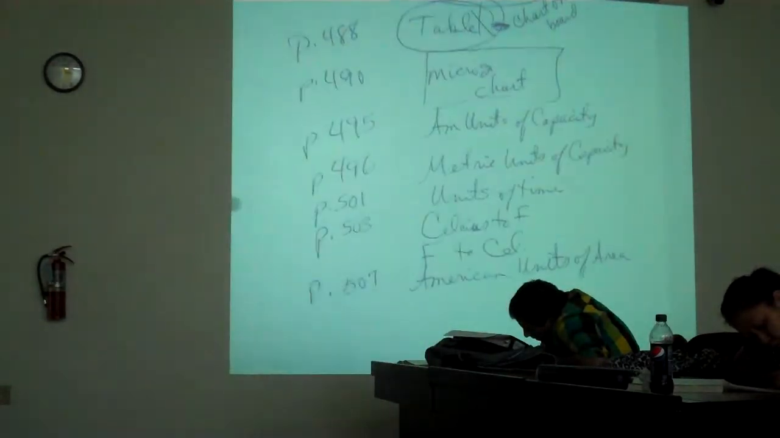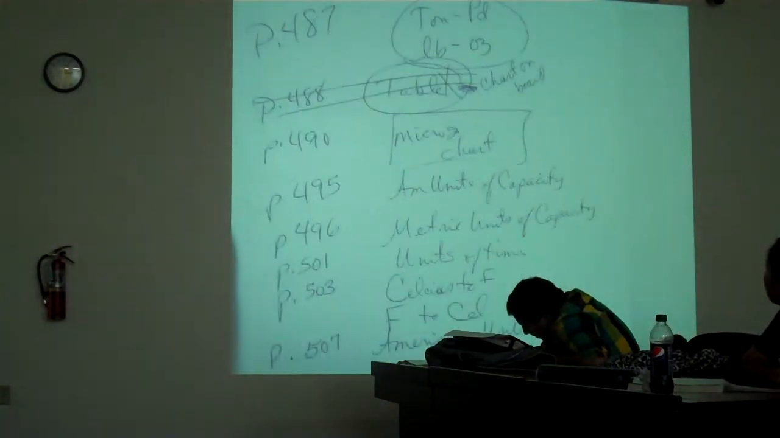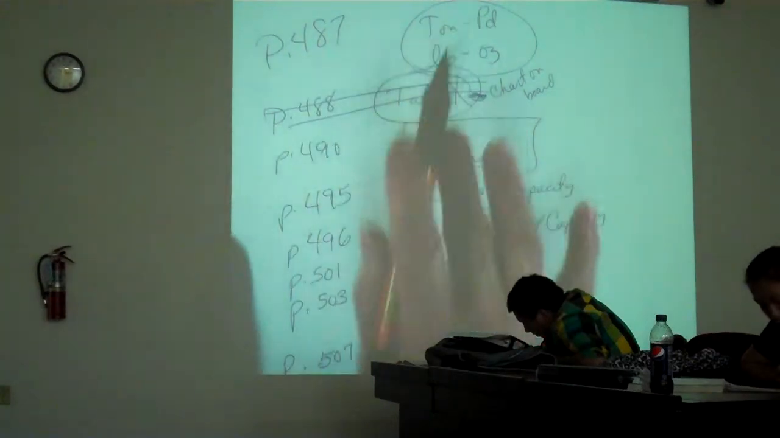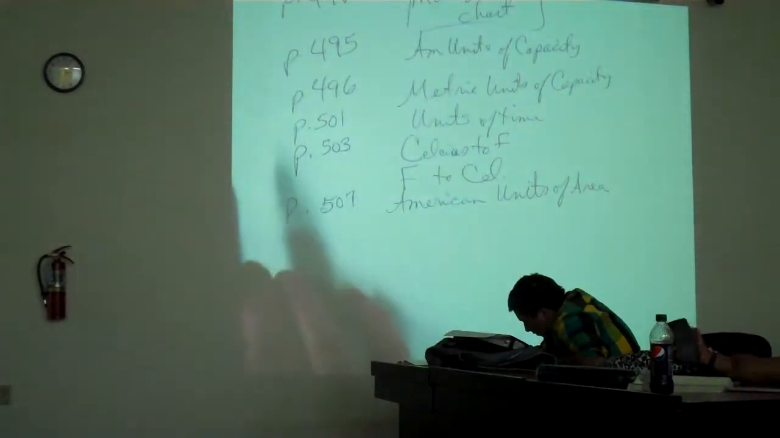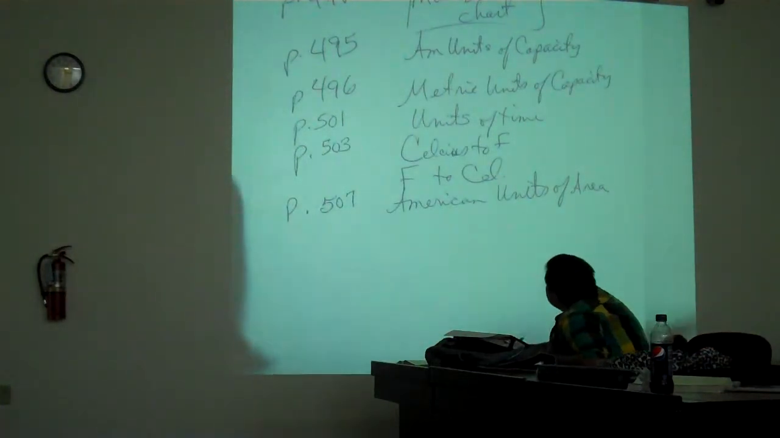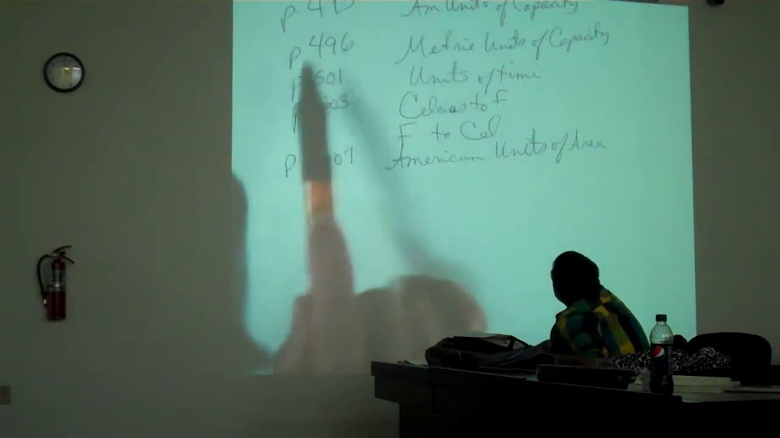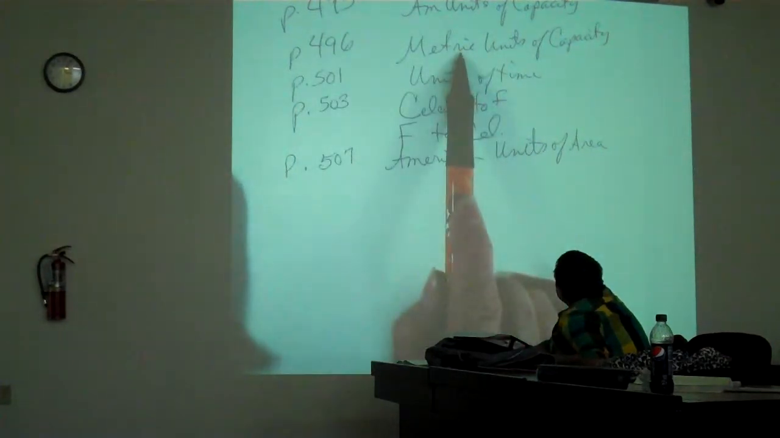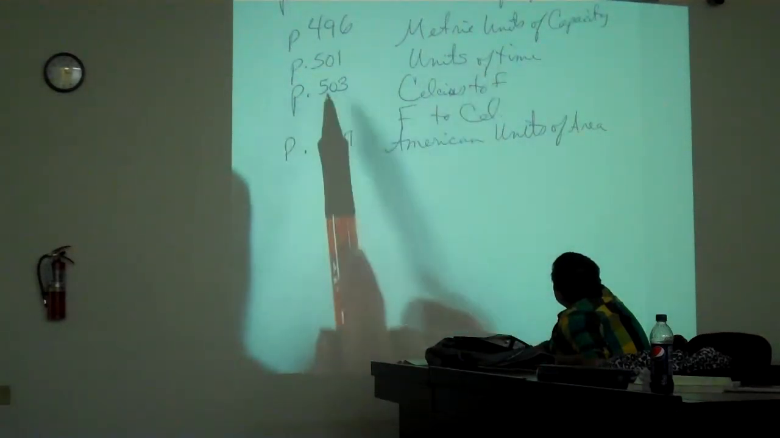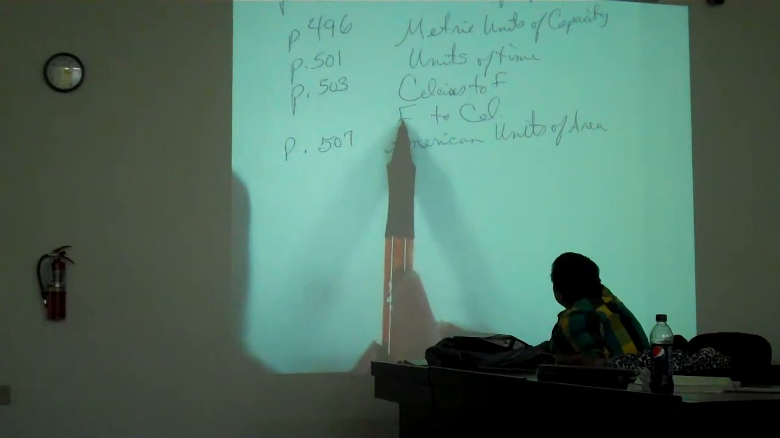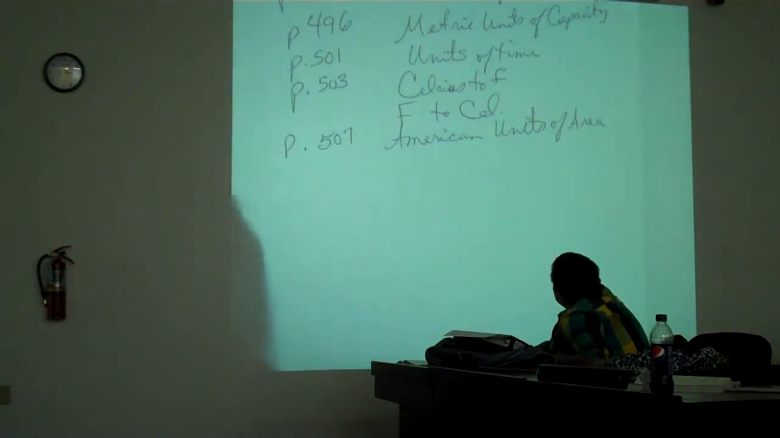I told you you would be needing these things right here. 488 is not as important. Page 487, the tons and pounds, pounds and ounces. Page 490, micrograms in the chart. And this is for the rest of the chapter: 495, American units of capacity. 496, metric units of capacity. 501, units of time. 503, Celsius to Fahrenheit and Fahrenheit to Celsius. And 507, American units of area.